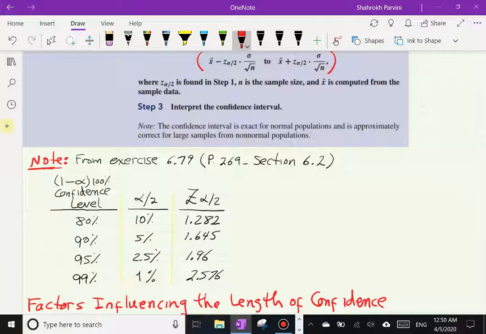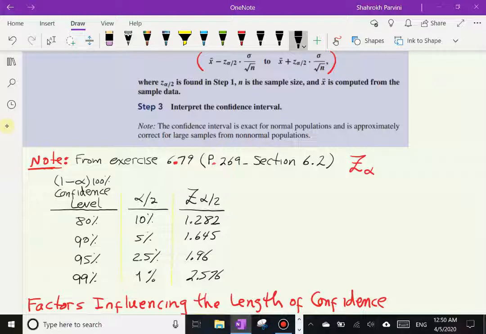Again, this z sub alpha over 2 business is on page 269, section 6.2. There you go. I knew I had that somewhere. We did exercise number 79, and in there we talked about z sub alpha. Okay, so the difference now is you have half of alpha. Now, the 1 minus alpha times 100% confidence level. The typical confidence levels, I have listed them for you. They're 80, 90, 95, 99%. And the middle column gives you alpha over 2. Remember, alpha is the other part of this.